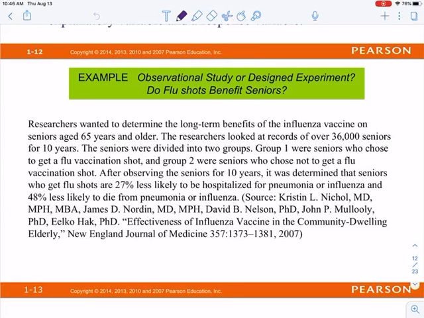After observing the seniors for 10 years, it was determined that seniors who got the flu shot are 27% less likely to be hospitalized for pneumonia or influenza and 48% less likely to die from pneumonia or influenza.